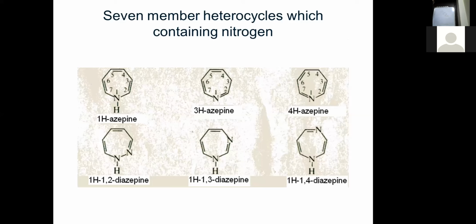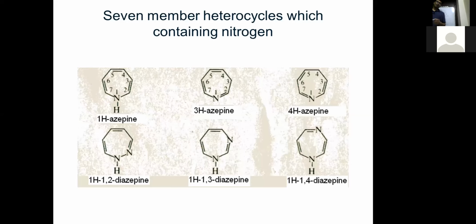Why is it written as 1H? Why is it written as 1H-1,2 diazepine? Because at the first position it contains an extra hydrogen atom attached to the nitrogen. That's why it is known as 1H-1,2 diazepine. The next example is 1H-1,3 diazepine, because the nitrogens are at the first and the third position and it contains an extra hydrogen at the first position. That's why it is known as 1H-1,3 diazepine. So this is your nomenclature.